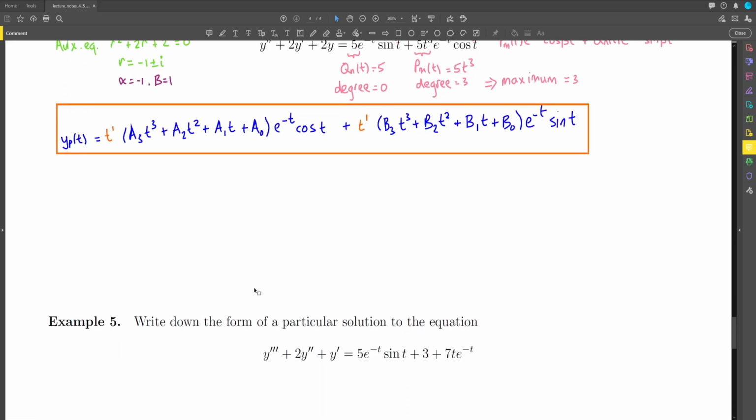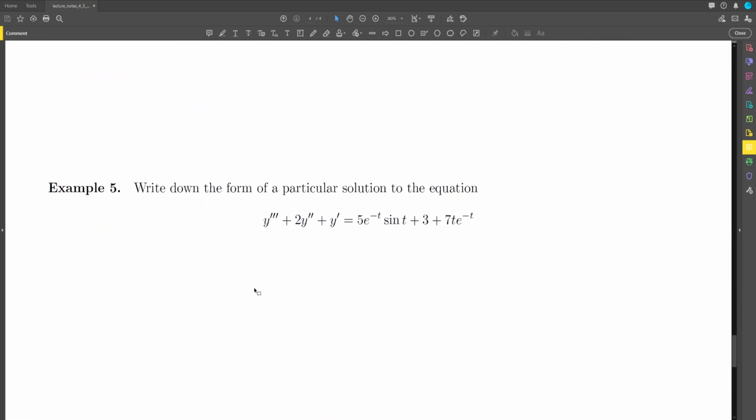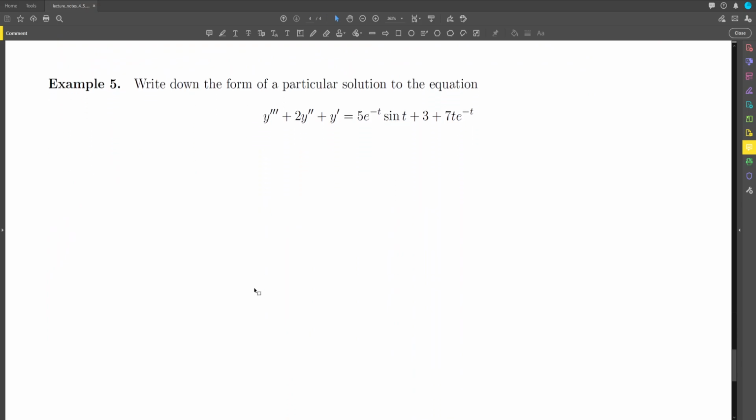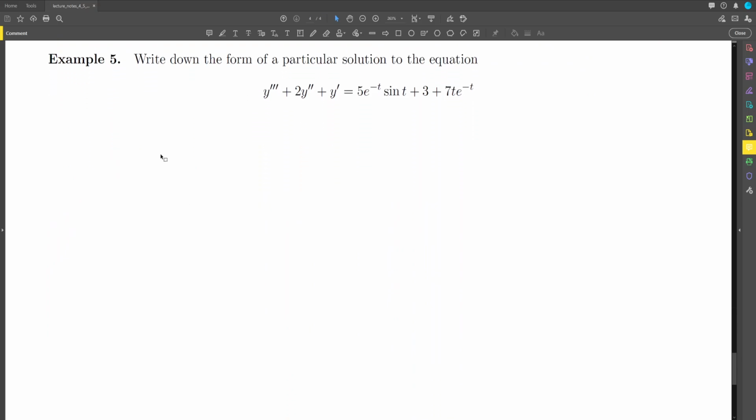Okay, now let's do another example where we will write down the form of a particular solution to the equation y triple prime plus 2y prime plus y prime equals 5 times e to the power negative t sine t plus 3 plus 7t e to the power negative t. Now, this is a problem that's a little bit more complicated than you'll see on the midterm, but it shows the versatility of this method.